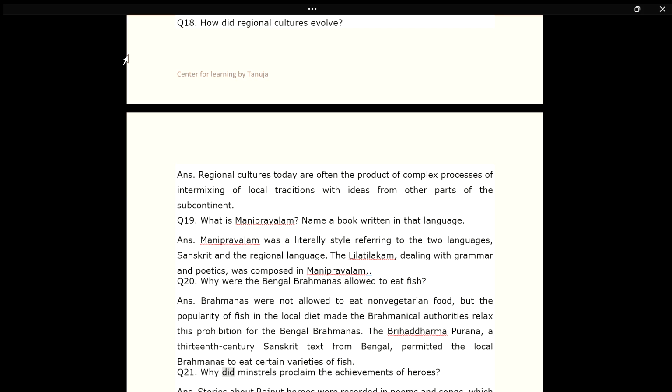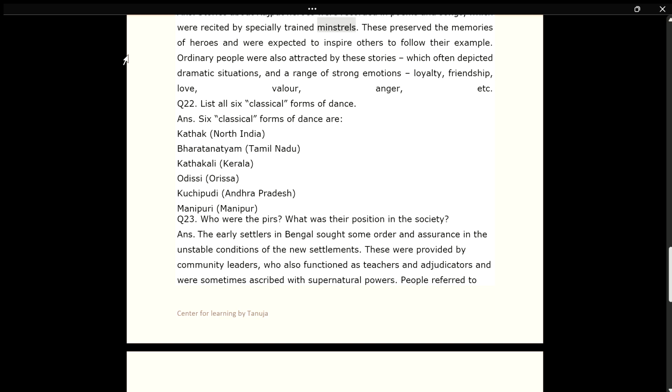Q21. Why did minstrels proclaim the achievements of heroes? Ans. Stories about Rajput heroes were recorded in poems and songs, which were recited by specially trained minstrels. These preserved the memories of heroes and were expected to inspire others to follow their example. Ordinary people were also attracted by these stories, which often depicted dramatic situations and a range of strong emotions: loyalty, friendship, love, valor, anger, etc.